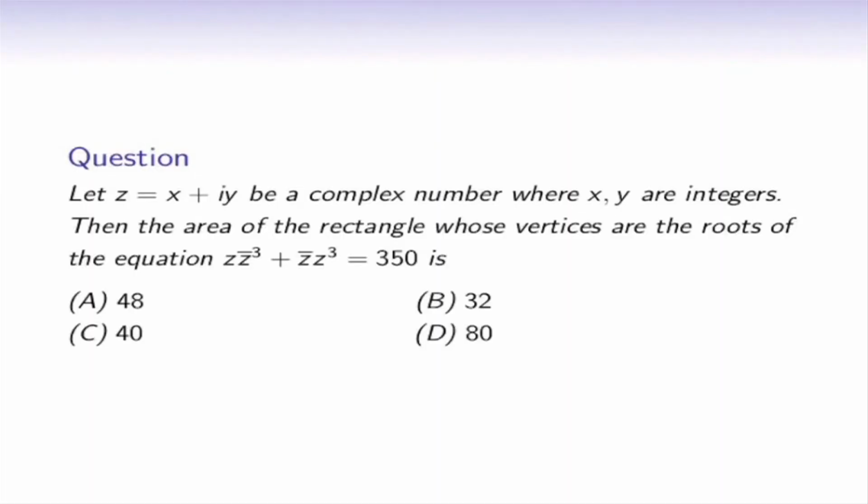We next consider the following question. We are given a complex number z equal to x plus iy such that x and y are integers. In the question, we are asked to find the area of the rectangle whose vertices are the roots of the equation z times z bar cubed plus z bar times z cubed equals 350. And we are given 4 options here. Let us see how to solve this problem.